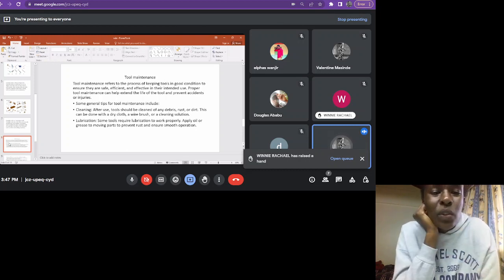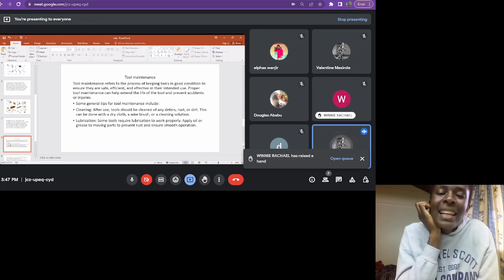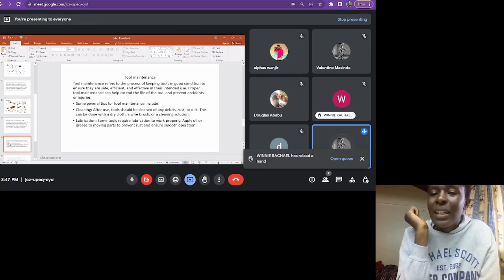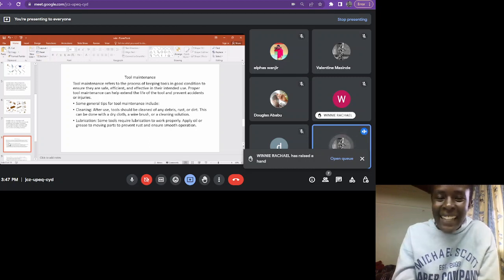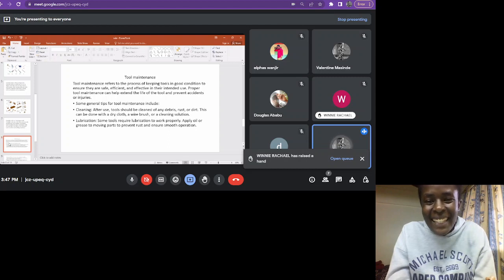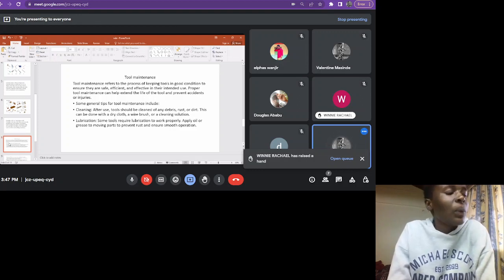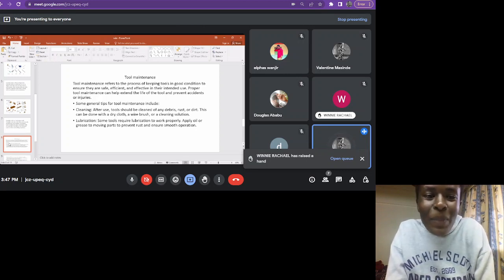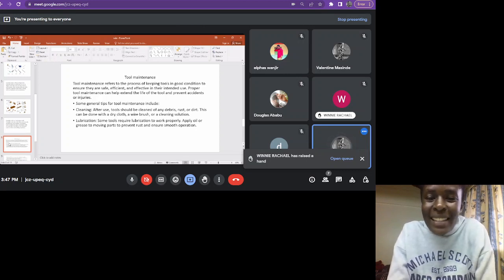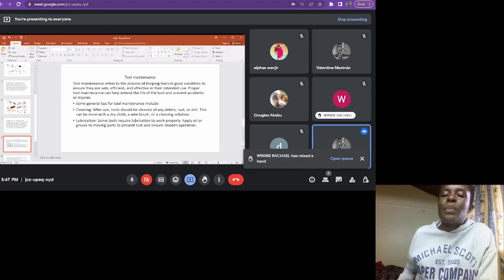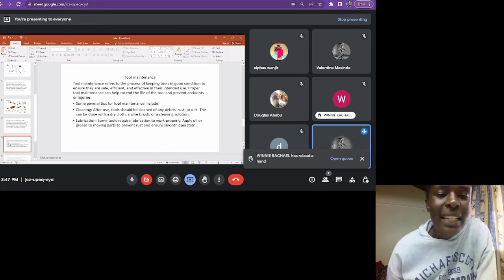So we'll go to the tool maintenance. Tool maintenance refers to the process of keeping tools in good condition to ensure they are safe, efficient, and effective in their intended use. Tool maintenance ni maintain tools. Proper tool maintenance can help extend the life of the tool and prevent accidents or injuries.